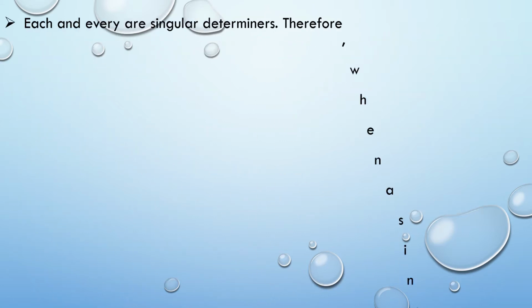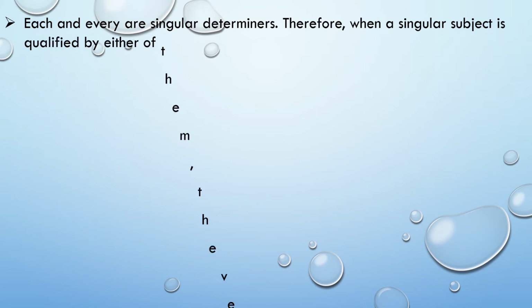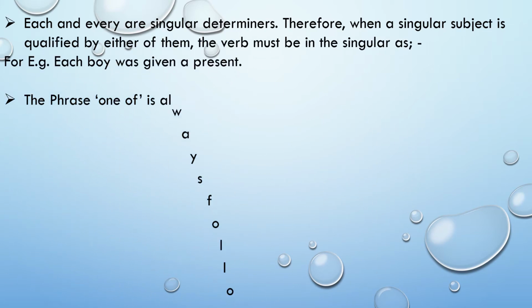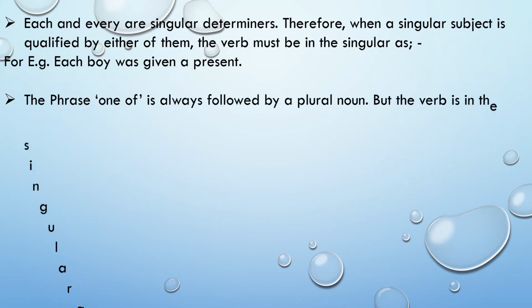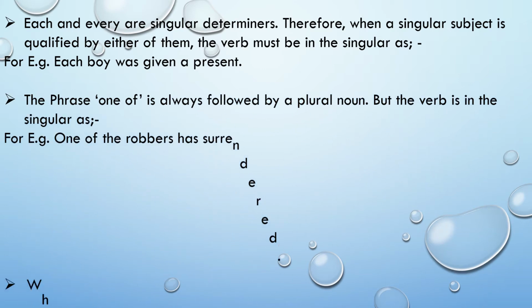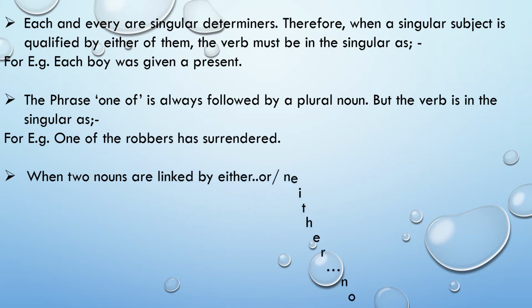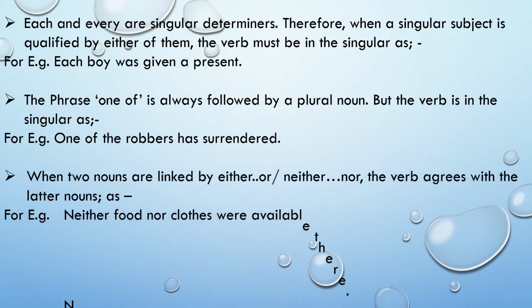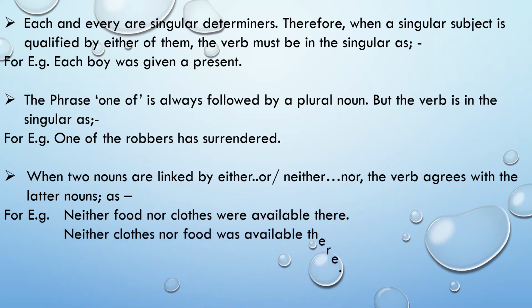Each and every are singular determiners. Therefore, when a singular subject is qualified by either of them, the verb must be singular. So if you are using each or every, children, it is a determiner and it shows singular form, so the verb also should be singular. Each boy was given a present. Here you cannot write each boy were given a present. We are talking about an individual boy, one boy.